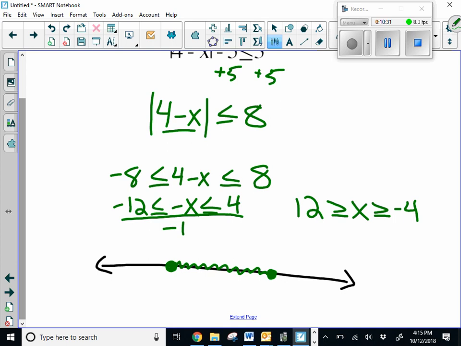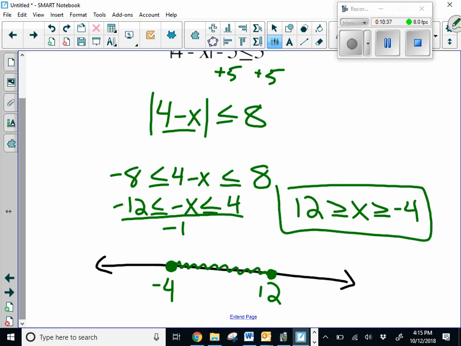So which of these numbers comes first on our number line? That would be negative 4. And we have 12. So we have our solution, and we have our solutions graphed. All right, so any number between negative 4 and 12 would be a possible solution.